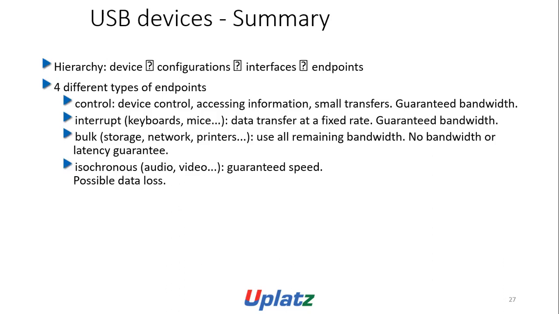USB devices summary. Hierarchy: device, configuration, interface, endpoint. Four different types of endpoint. Control: device control, access information, small transfers, guarantees, interpret. Interrupt: keyboard, mice, data transfer at a fixed rate, guaranteed bandwidth. Bulk: storage, network, printers, use all remaining bandwidth, no bandwidth or latency guarantee. Isochronous: audio, video, guaranteed speed, possible data loss.